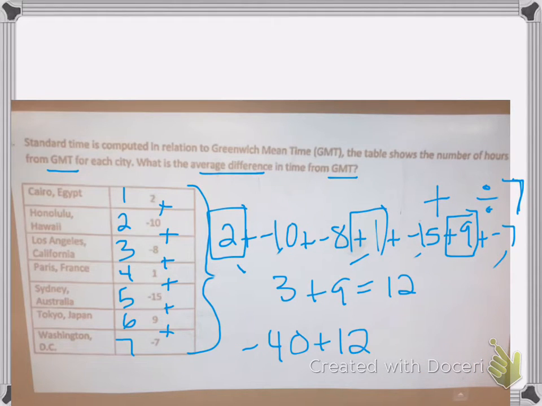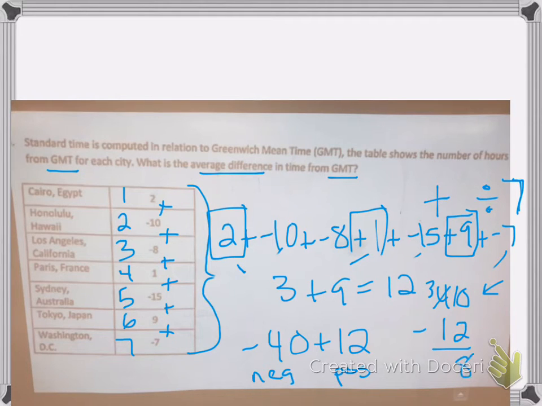All right, these are different signs. We've got a negative and a positive. Different signs, you subtract. So the absolute value of negative 40 is 40. The absolute value of 12 is 12. We always put the bigger number on top. And I have to borrow.